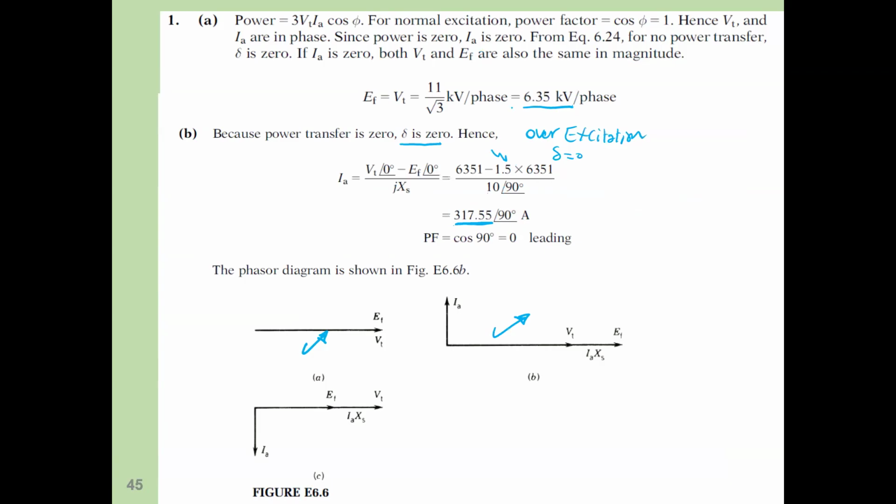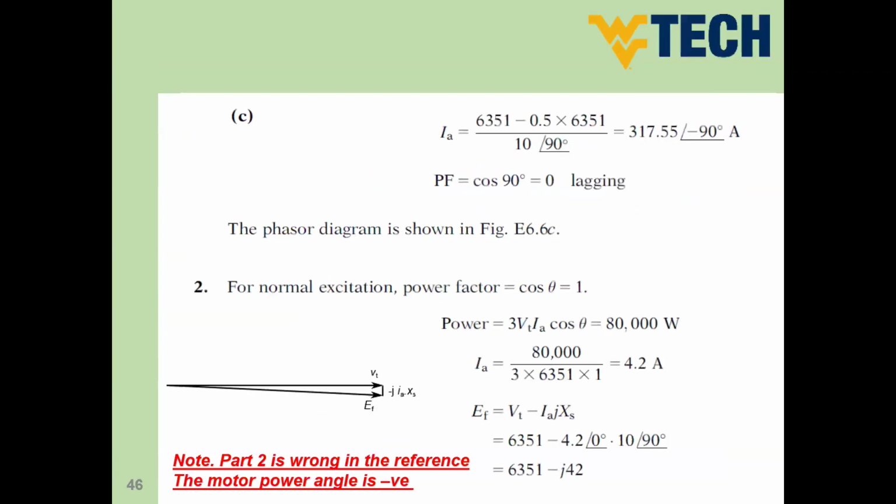This would give us this result here. This is the value of the current. It's going to be the same magnitude of current, but the angle is at minus 90 degrees, which means it's lagging by 90 degrees, and this is called a synchronous inductor.